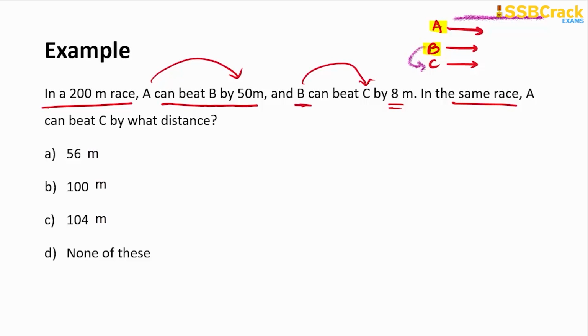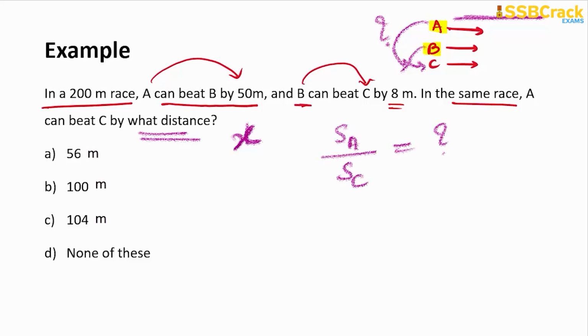So in that case, how can we relate them to find by what distance person A can beat person C? We shall find out that distance x by which person A is beating person C. You will get it from the ratio of the speed of A with respect to the speed of C. Can you understand that? Right? So we have to go step by step.